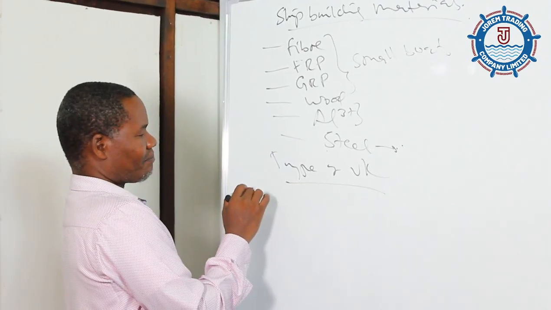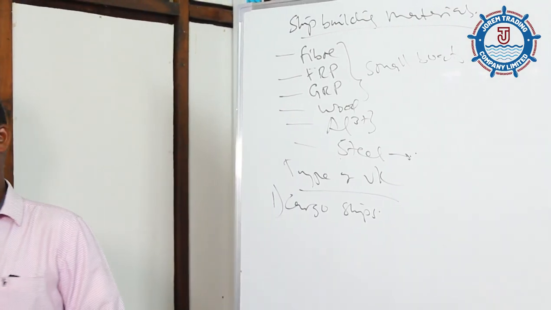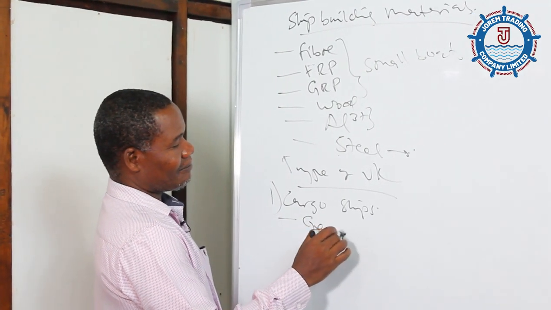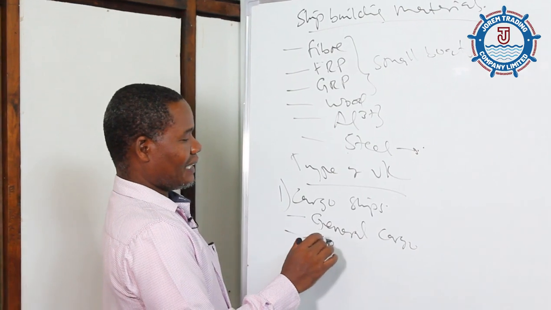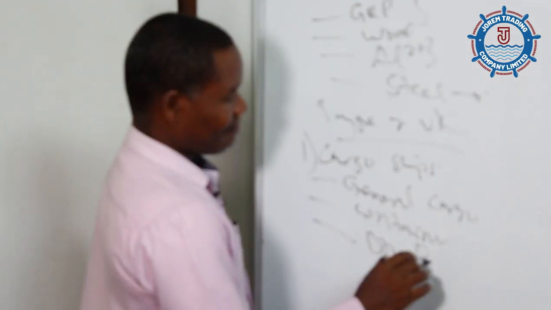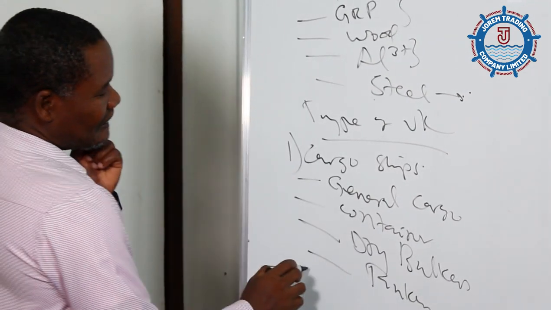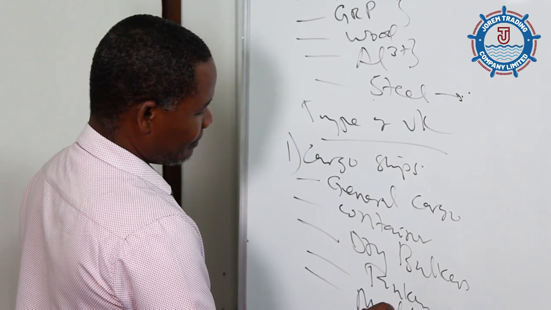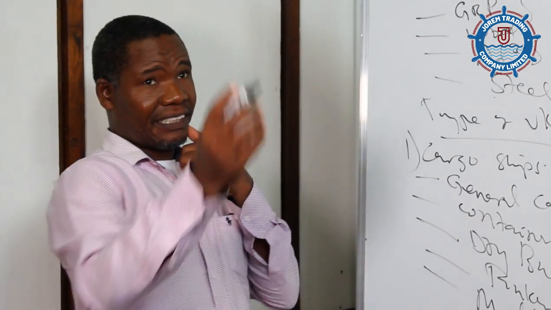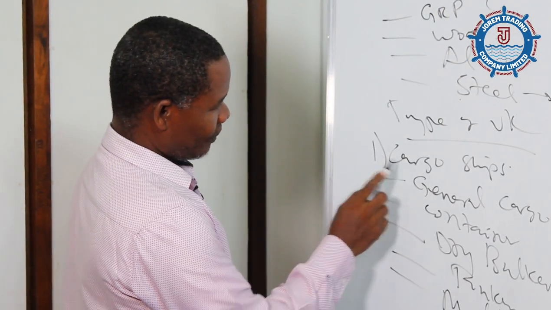We have different types of ships. We have the cargo ships. These cargo ships are further divided into about seven groups or seven types. We have first the general cargo. We have the container ships. We have the dry bulkers. We have the tankers. We have the multi-purpose, like those ones carrying other boats. We saw the Chinese, when they finished the Chinese project, one vessel came and picked up all the boats and barges.